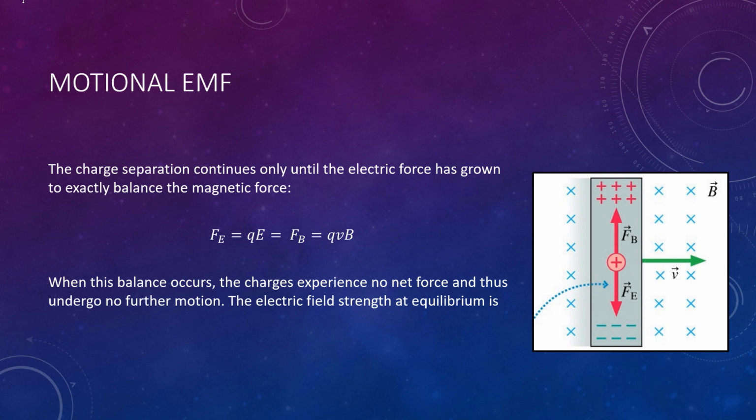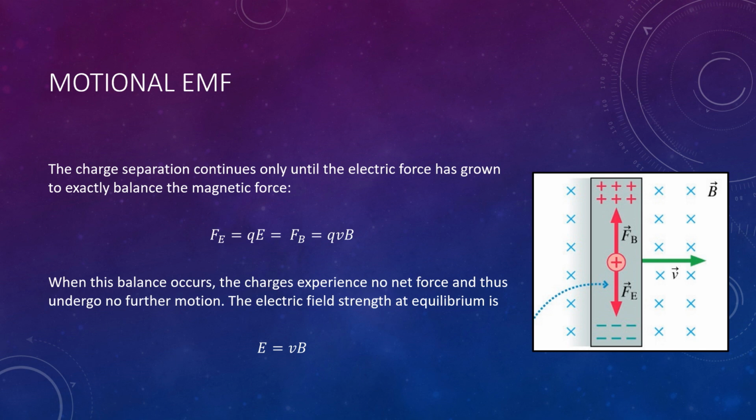Looking at the equation above, if we cancel out the q's on each side, we're left with an expression for the electric field in this state. The electric field at equilibrium is given by v times B, where again v is the motion of the charges, the velocity, and B is the strength of the magnetic field.